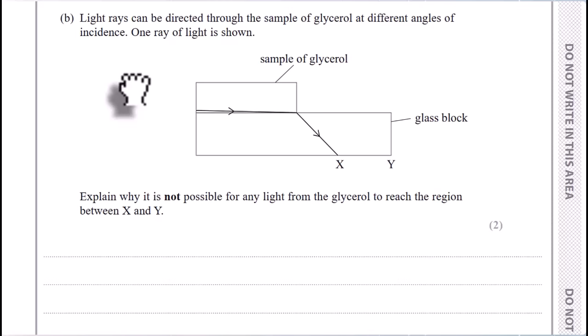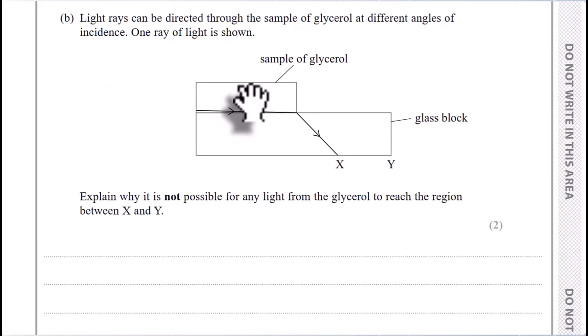So question B says light rays can be directed through the sample of glycerol at different angles of incidence. One ray of light is shown. Explain why it is not possible for any light from the glycerol to reach the region between X and Y.